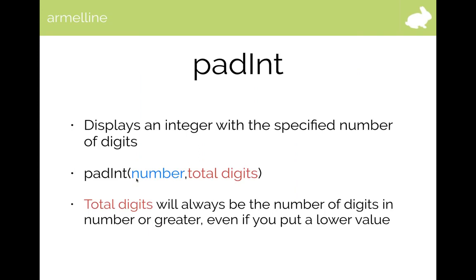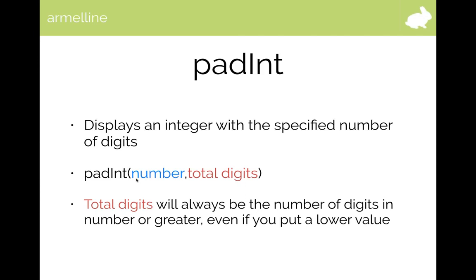padint and padReal are just ways of changing the way the number is presented, of what it looks like. It won't change what the number actually is, because putting zeros on the front or the end of a number isn't going to change what that number is, just how it looks to us. So it will display a number with a specified number of digits. So padint number, total digits. Nice and easy, and I'm not going to go into the game and show you it because it's a very quick, easy one.